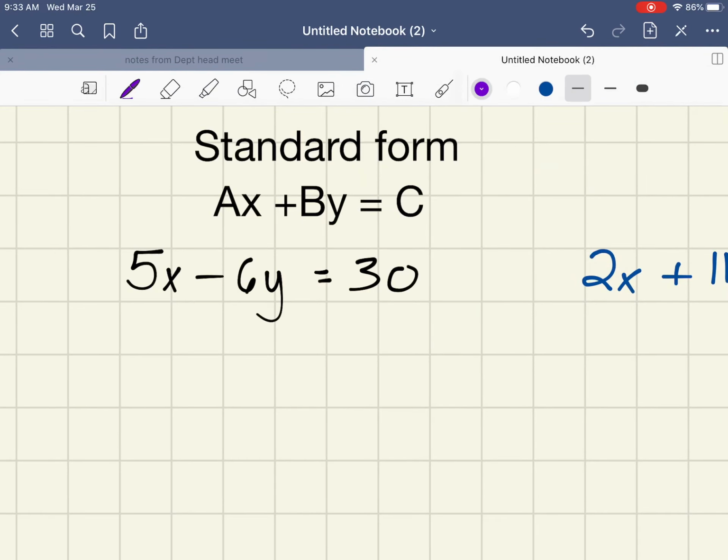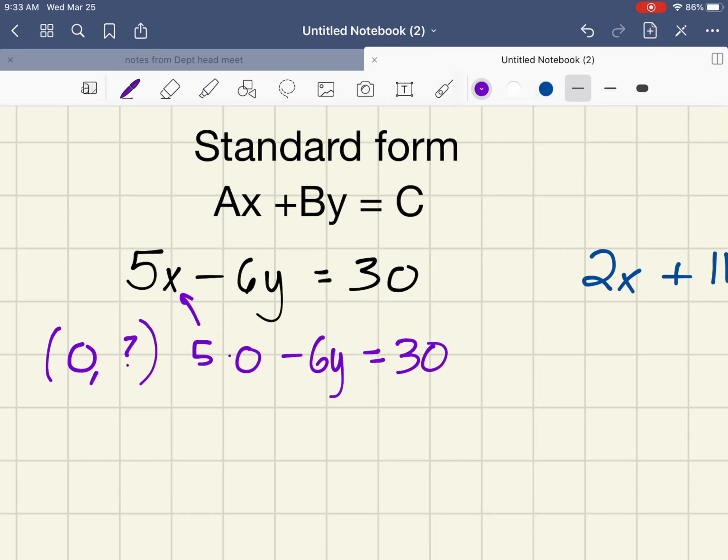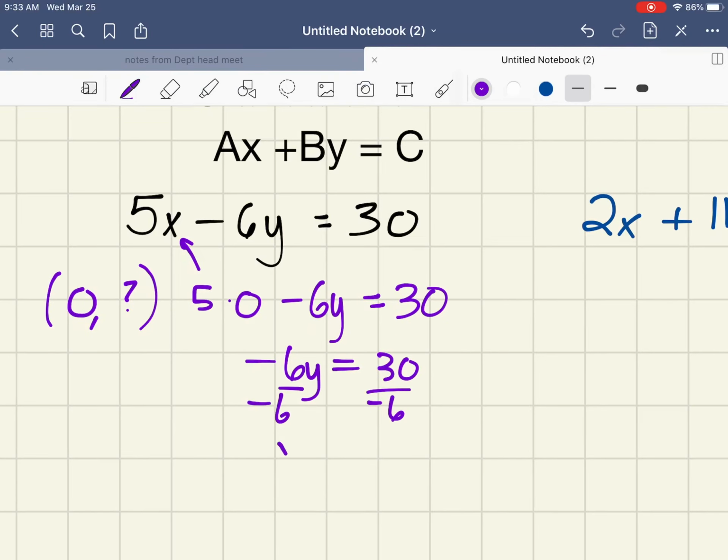So first, in order to find the y-intercept, that's when x is 0. So if we plug in 0 for x, we get 5 times 0 minus 6y equals 30. We get negative 6y equals 30. We divide by negative 6, and we get y equals negative 5. So my y-intercept is 0, negative 5.